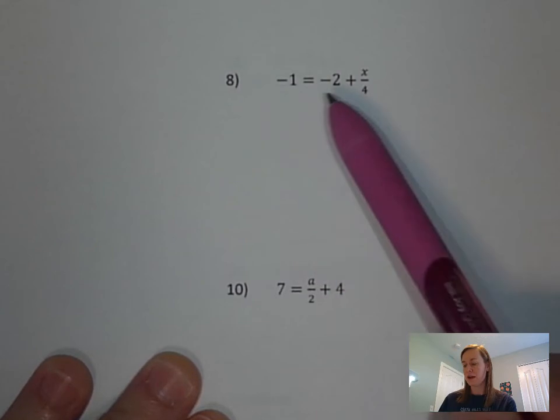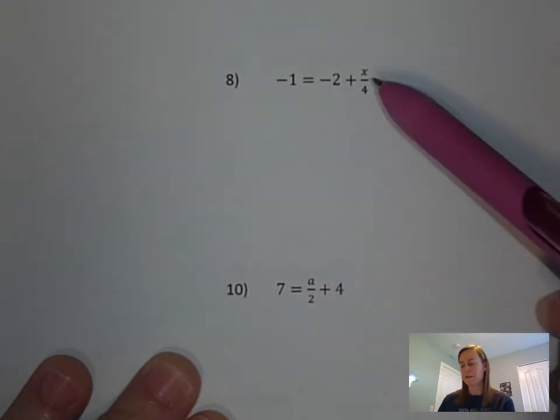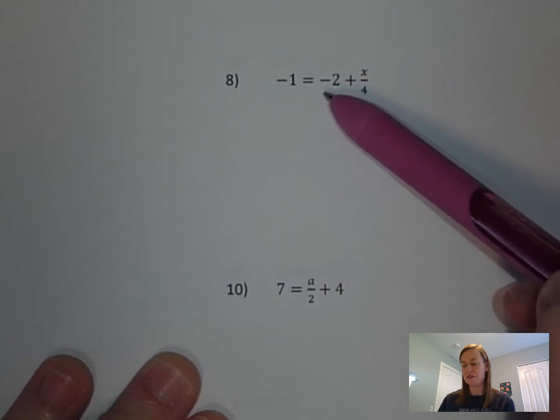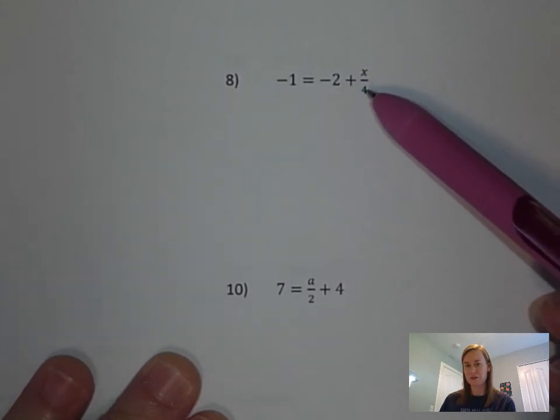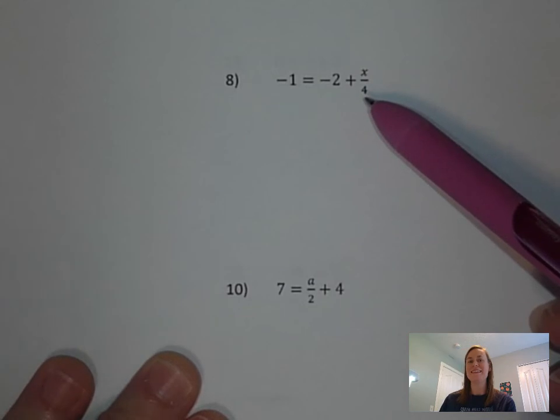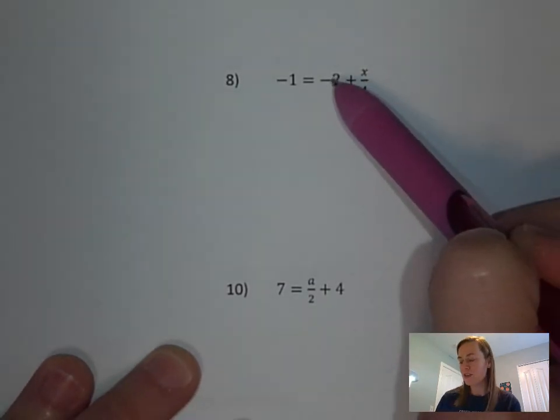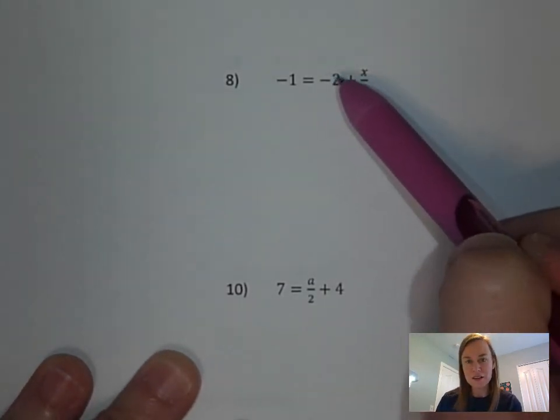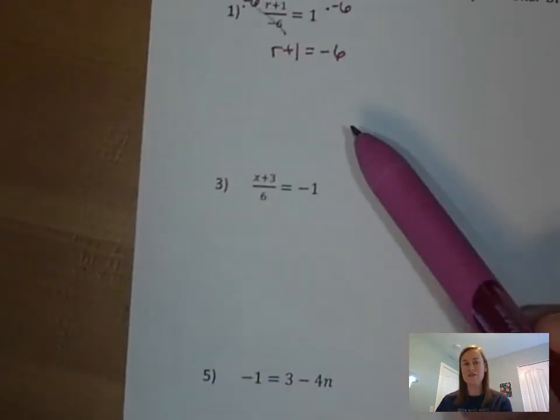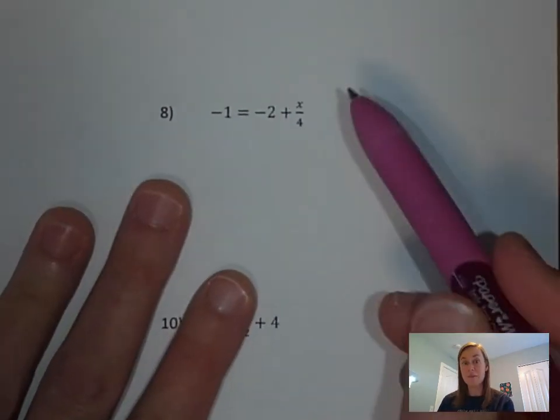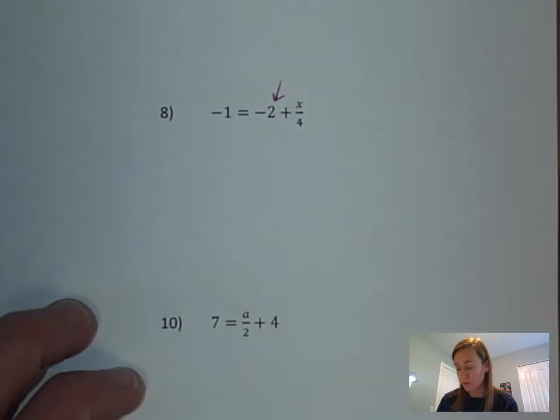Let's take a look down here at numbers 8 and 10. Okay, number 8, number 10. Over here, you want to get the x by itself. Should you get rid of the negative 2 first, or should you get rid of the 4 first? Okay, yes. Because the 2 is not part of the fraction, it's out here separately by itself. It's different than that first problem. So that means we get rid of the 2 first.